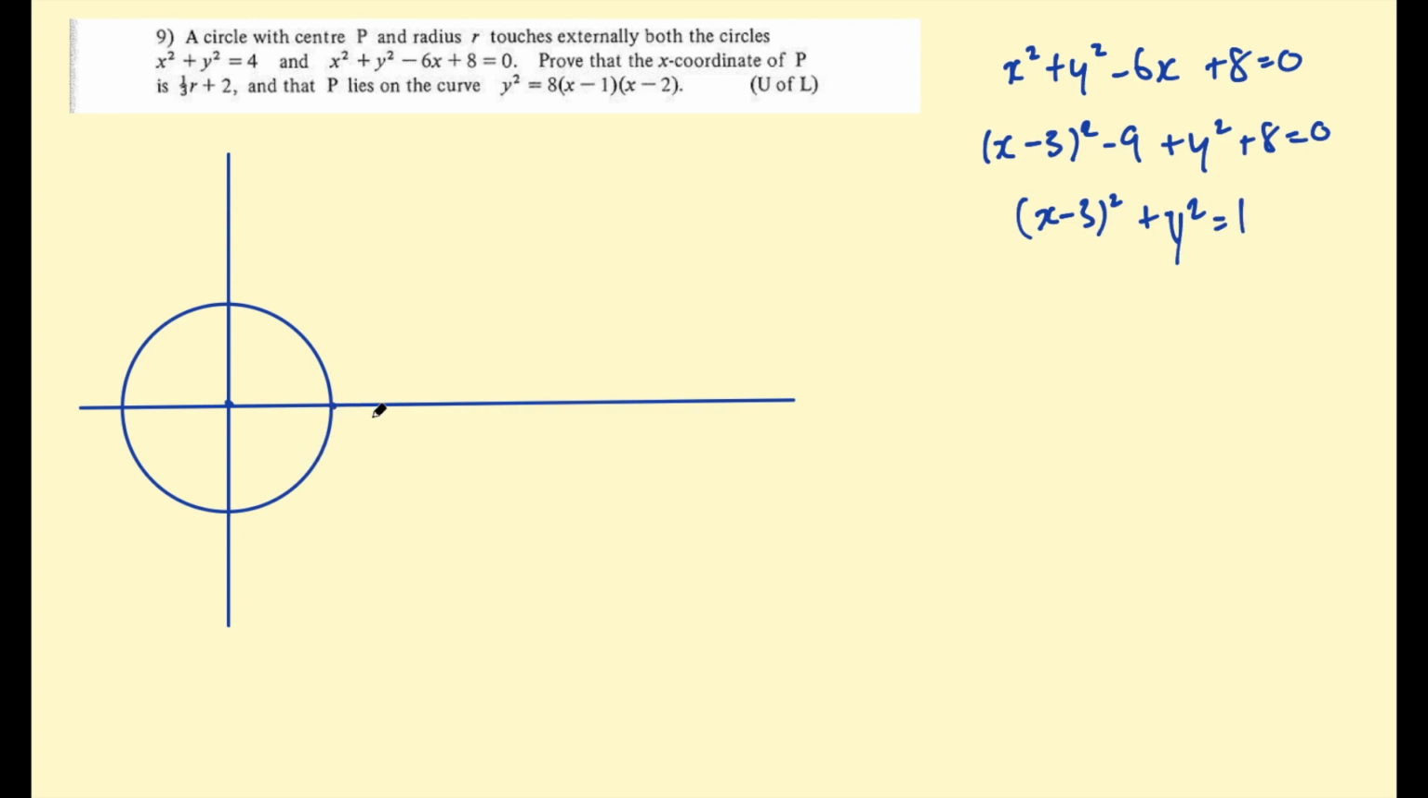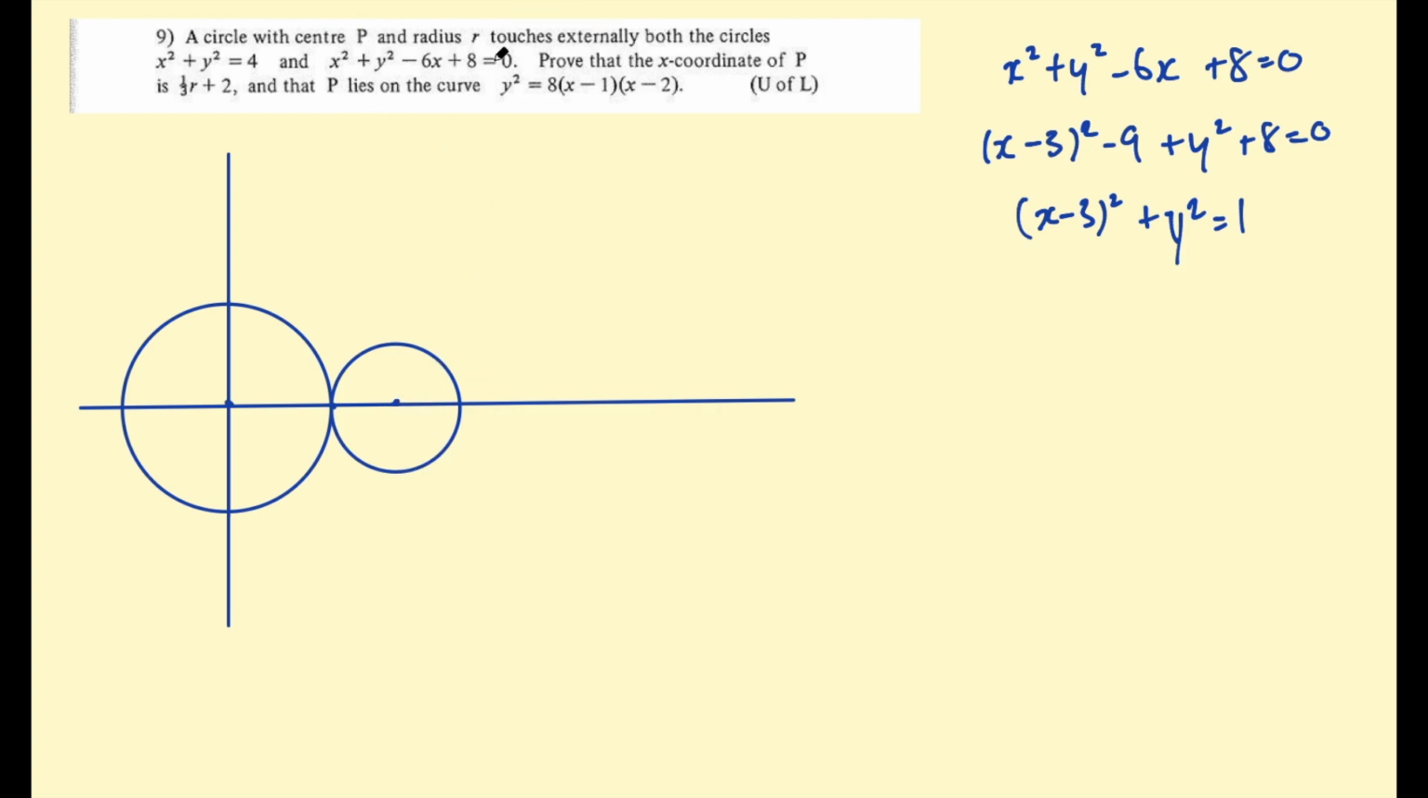So this would be 2. Center is about there somewhere. So that second circle would look something like this. Let's just move that center over a little bit. Okay, there we go. Just a rough sketch is all that's needed.